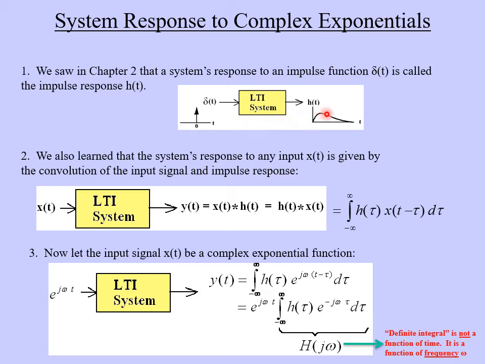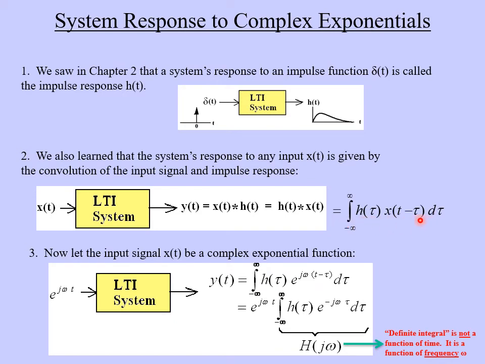Well, it spits out an output which we call h of t, which is the impulse response. The other thing we learned in chapter 2 is that for any input to the system, x of t, the output, y of t, is equal to the convolution of x of t and h of t, where again, h of t is this impulse response up here. And one of the things we learned back in chapter 2 is that the convolution property is commutative. In other words, x convolved with h is the same as h convolved with x, and this is the formal convolution integral of h and x.